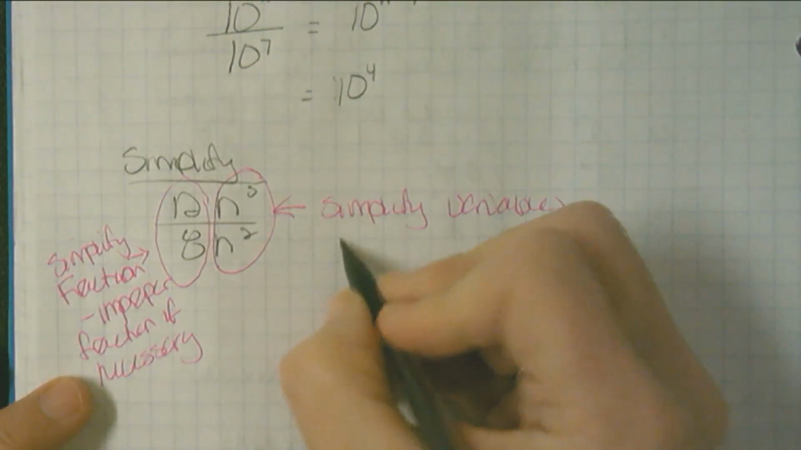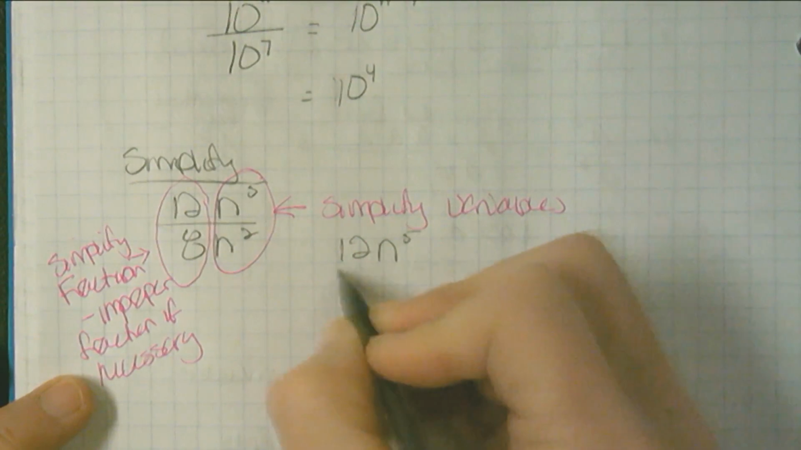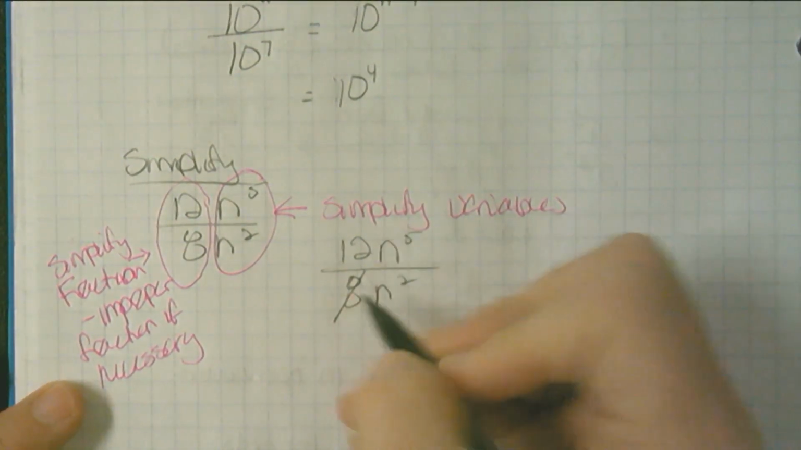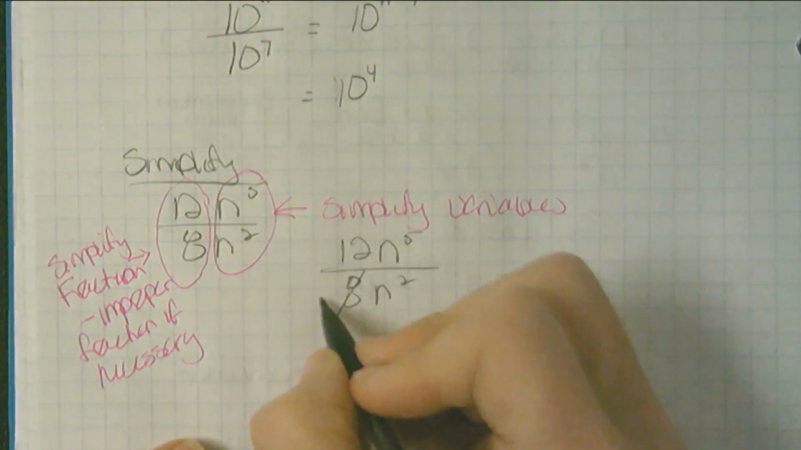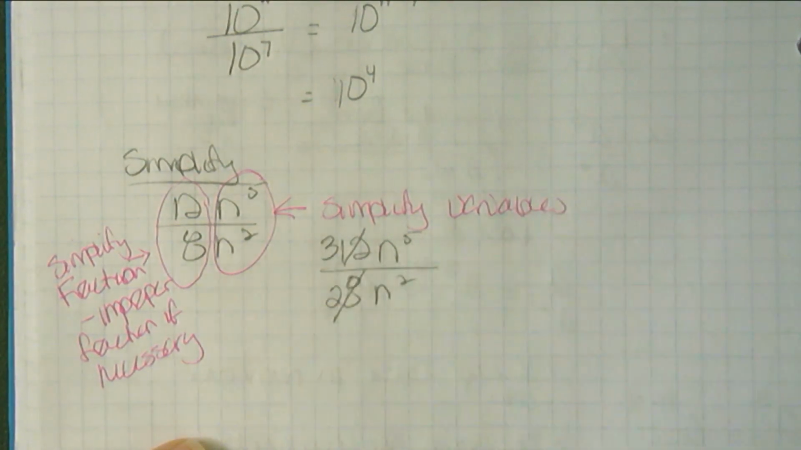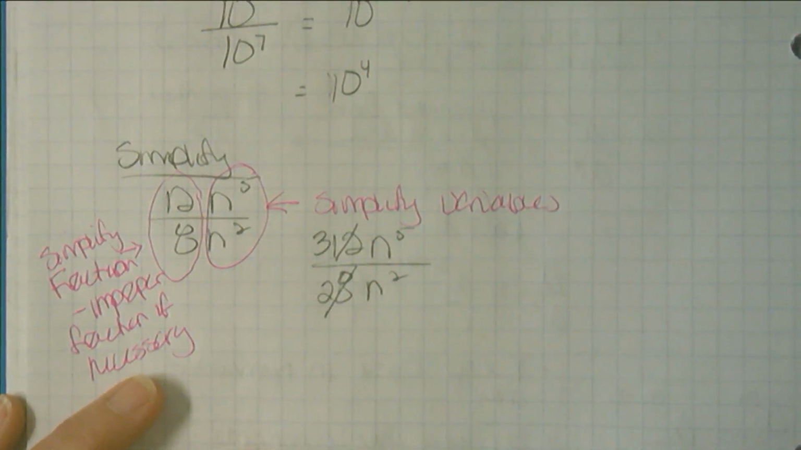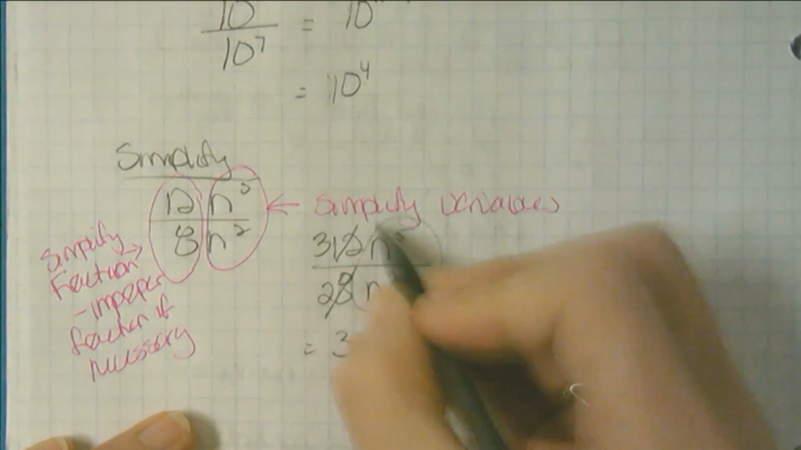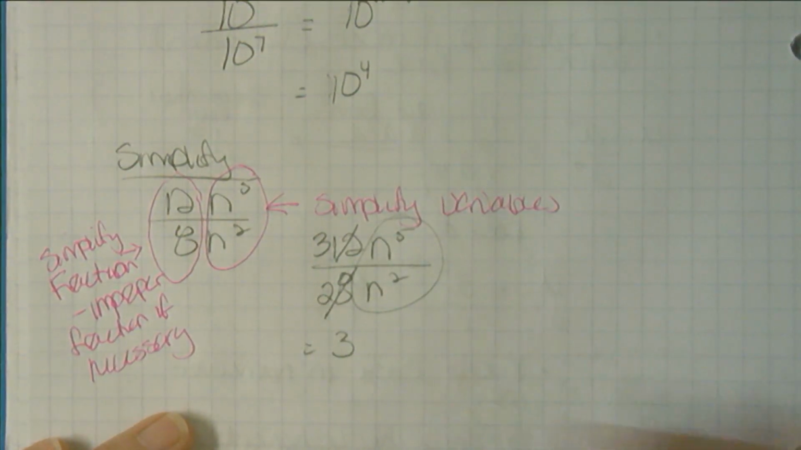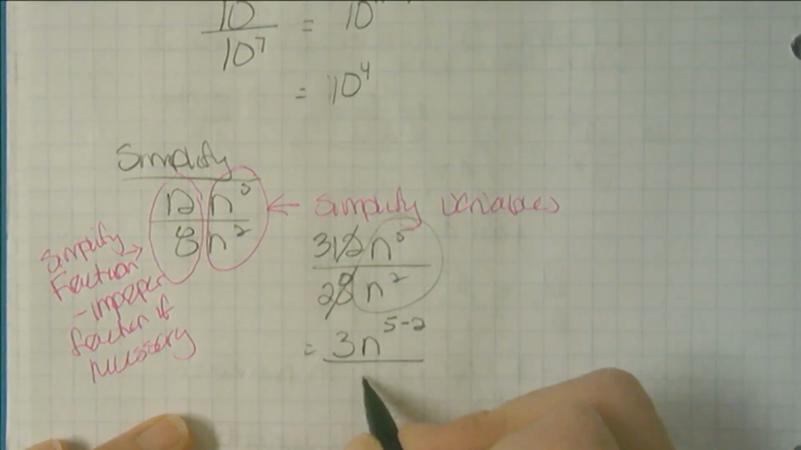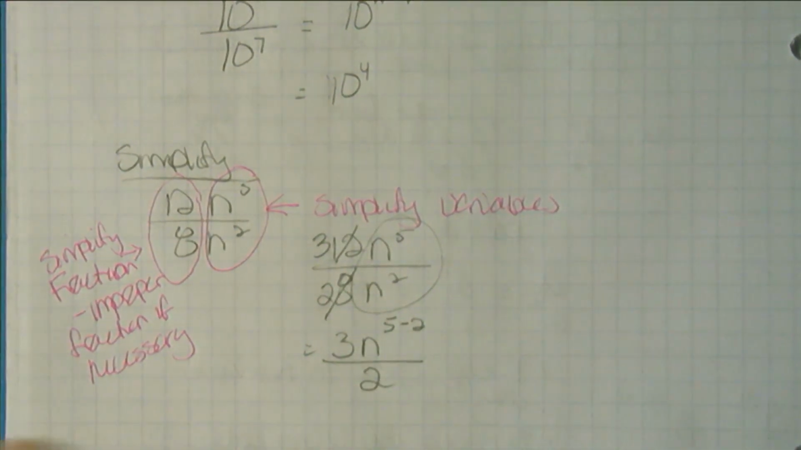All right, so I have 12n to the 5th divided by 8n squared. I just rewrote that. I can divide out common factors. 8 and 12 have a common factor of 4. So my 8 becomes a 2, my 12 becomes a 3. So I end up with 3. Well, now I'm going to do my variables. I'm going to have my n in the numerator only, n to the 5 minus 2. And then in my denominator, I still have left that 2.